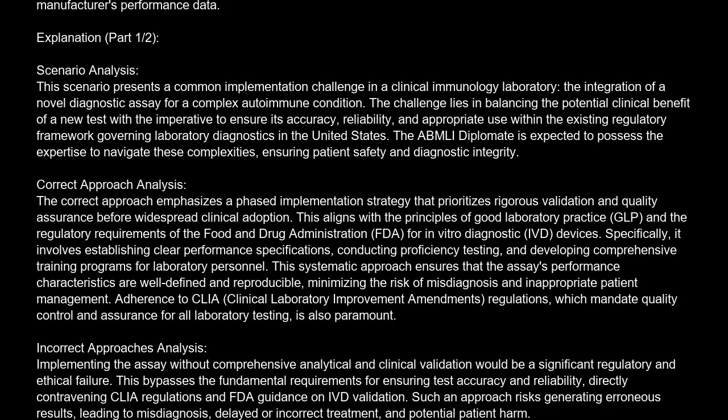The correct answer is A. Initiate immediate clinical use of the assay for all relevant patient samples, relying on the FDA clearance and manufacturer's performance data.